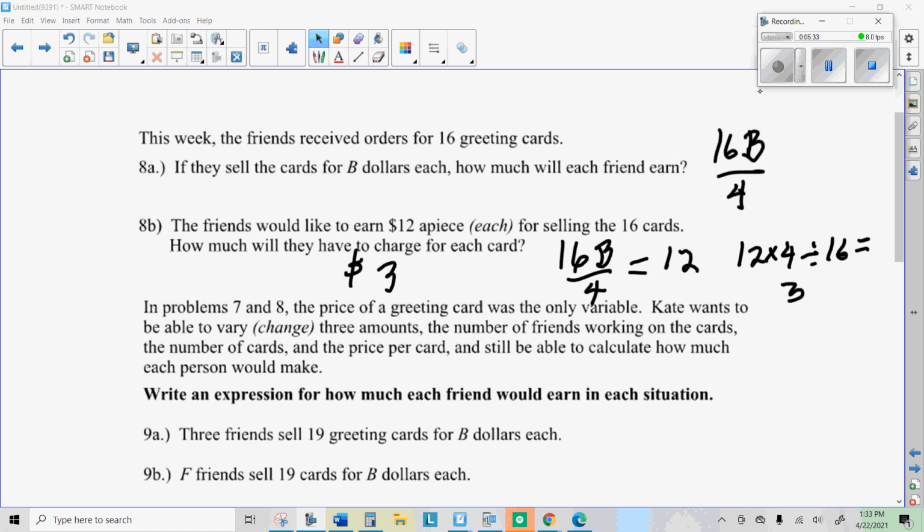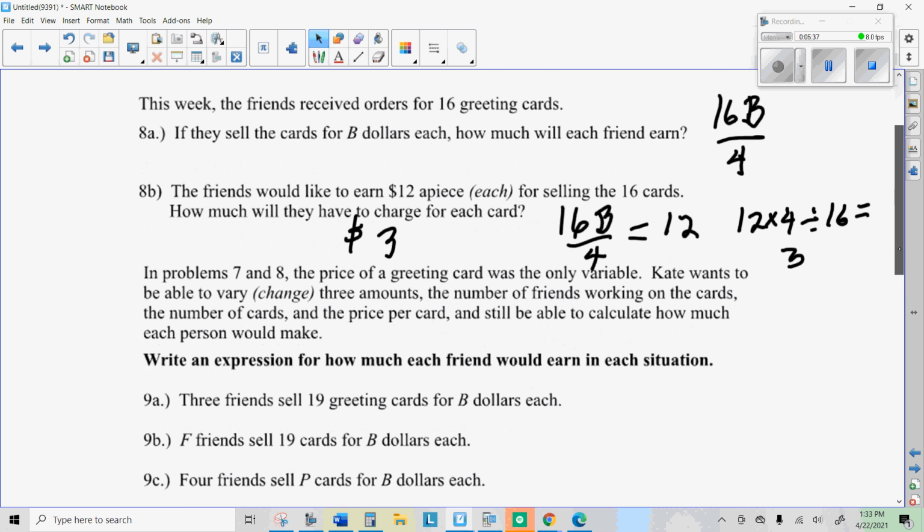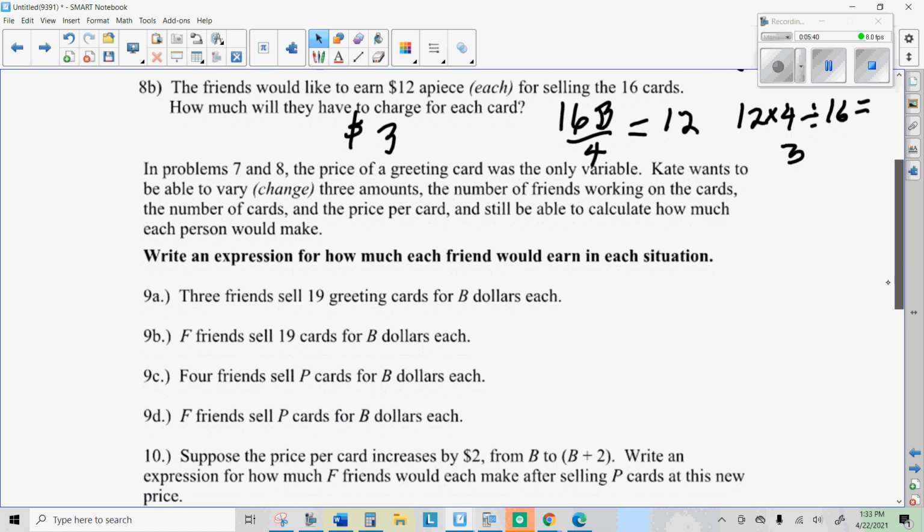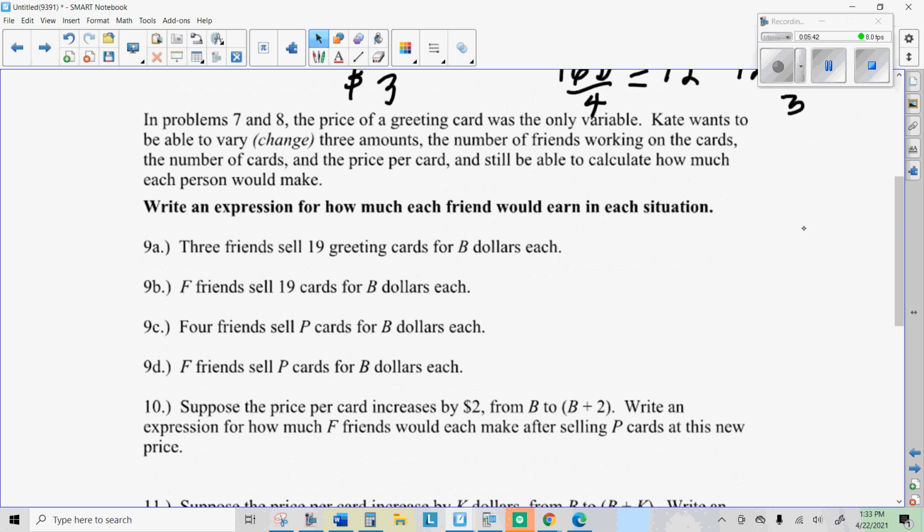All right, I hope you backtracked on 8B. There's my work. All right, so in problem 7 and 8, the price of a greeting card was the only variable. Kate wants to be able to change 3 amounts: the number of friends working on the cards, the number of cards, and the price per card, and still be able to calculate how much each person would make. Write an expression for how much each friend would earn in each situation.